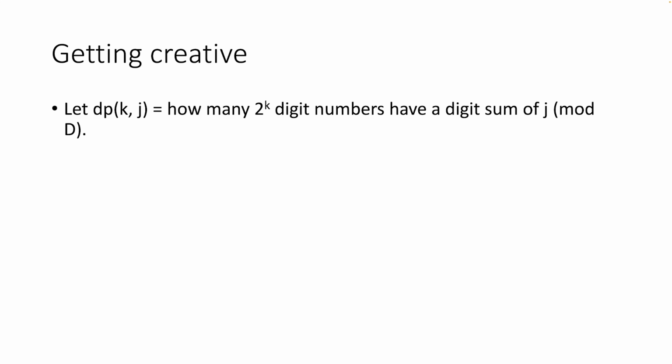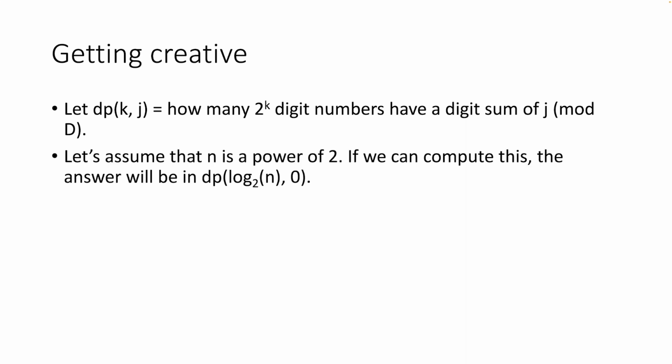Let dp of k and j be equal to how many 2 to the power of k digit numbers have a digit sum of j modulo d. Let's assume that n is a power of 2. If we can compute this, the answer will be in dp of log base 2 of n and 0. There isn't any exact way to think in order to arrive at this. Ultimately, it just comes down to intuition and experience.